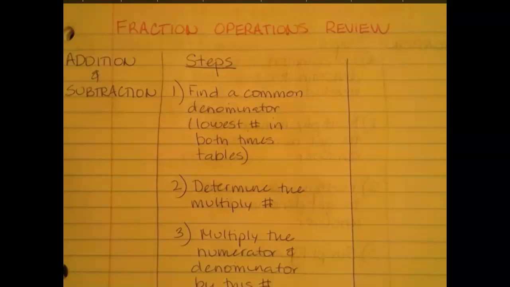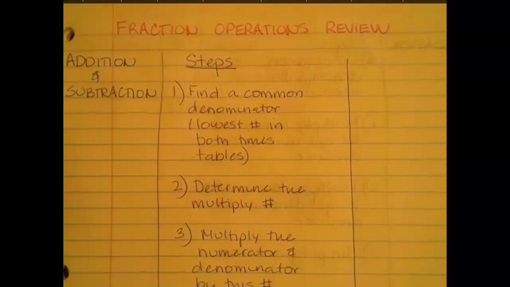So here I am. I made 3 columns on my page. The left side just tells what operation we're doing. The middle column is going to be the steps for how to do it. And on the right, we're going to do examples in just a second. So for steps 1, 2, and 3, I want you to pause and get that copied down. And then I'm going to move down so you can copy the rest of this page. And then we're going to do the examples. So pause.